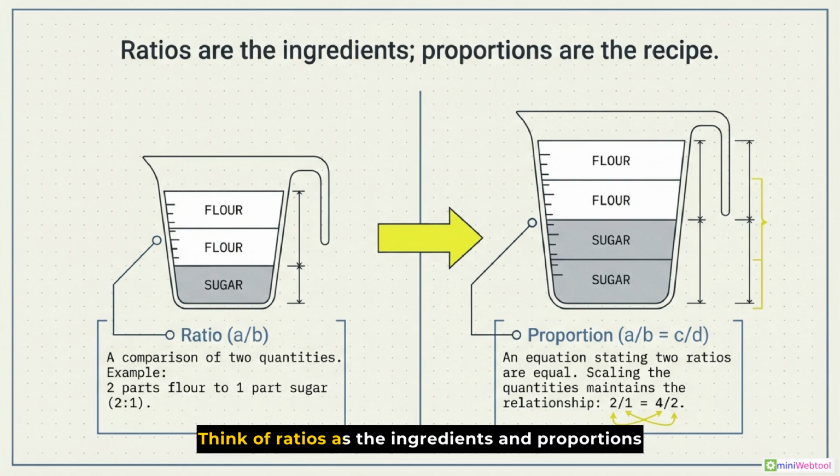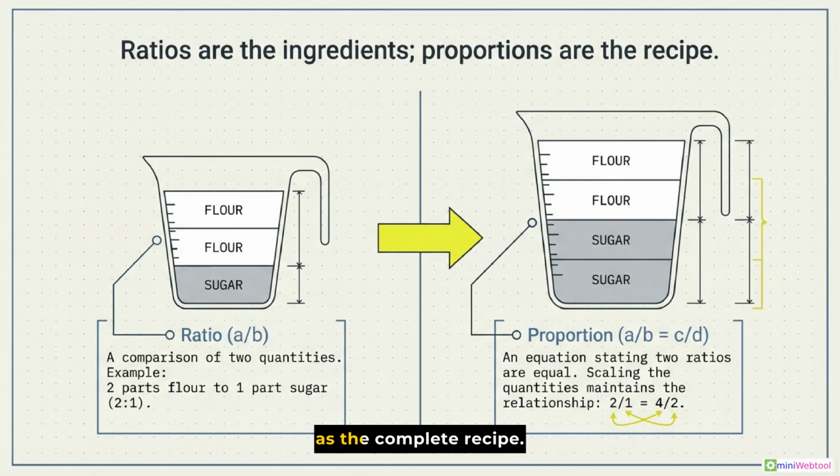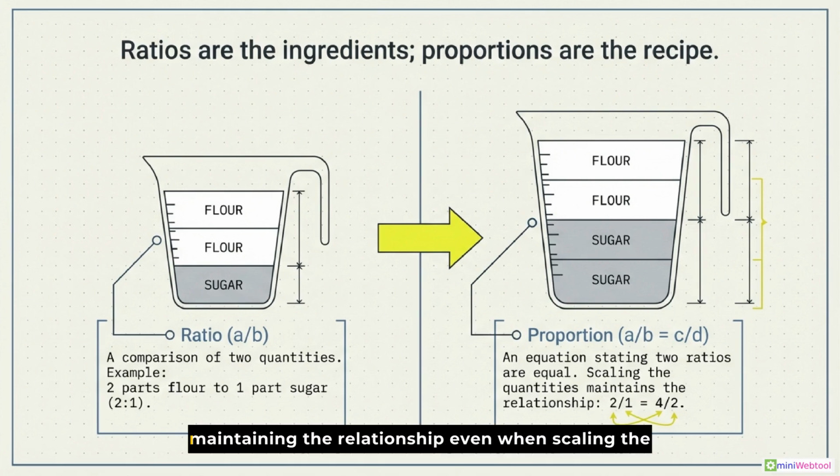Think of ratios as the ingredients and proportions as the complete recipe. A ratio, like 2 to 1, is a comparison of two quantities. A proportion states that two ratios are equal, maintaining the relationship even when scaling the quantities.